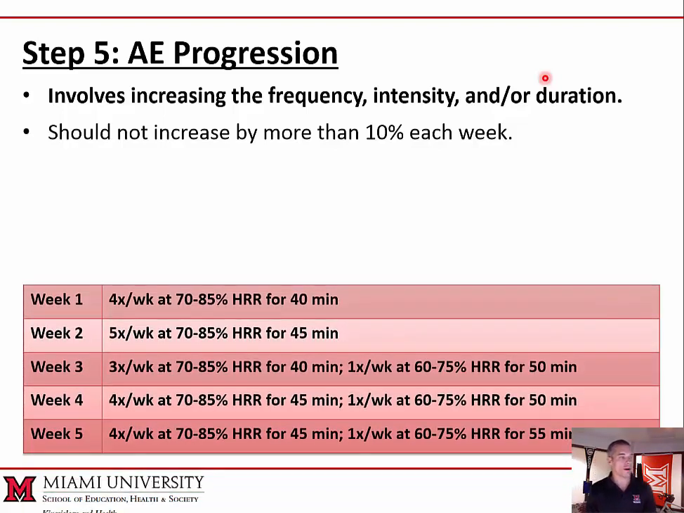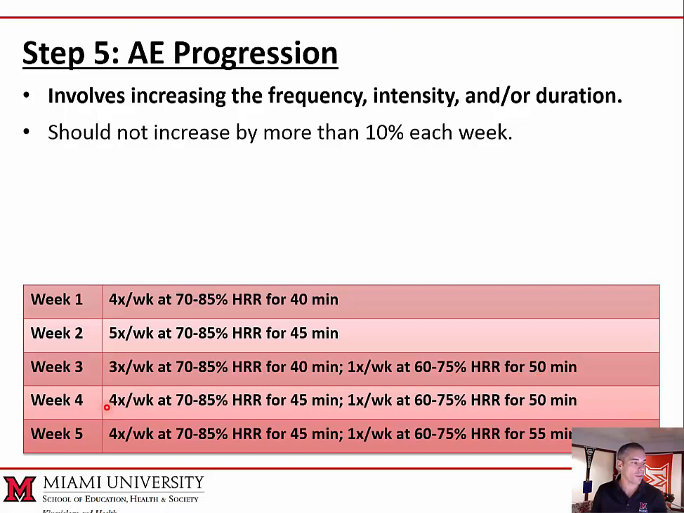This will be an example of progression over the course of 5 weeks. So starting week 1, 4 times per week at about 70 to 85% of heart rate reserve for 40 minutes per session. The next week we're increasing the frequency as well as the duration of each training session. Week 3, we're doing 3 times per week at 70 to 85% for 40 minutes, but also adding in 1 time per week at a lower intensity, but for a longer duration.